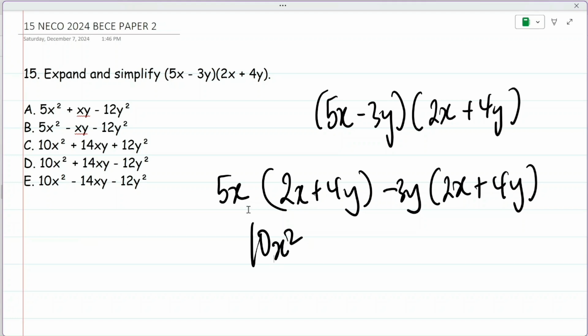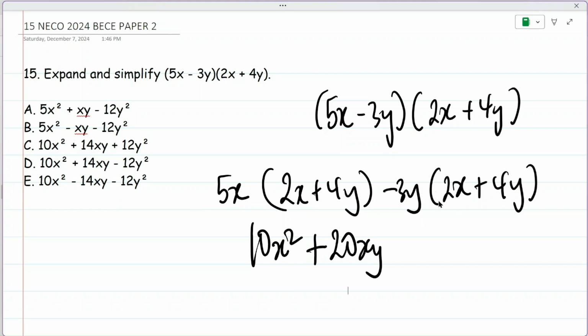Next, we have 5x times plus 4y. Since it's positive, it's not really hard. You can just leave your positive sign here. Then you can start with the 5 times the 4, that's 20. Then you have x times y is xy. That's easy. Then you have the minus 3y times plus 2x.